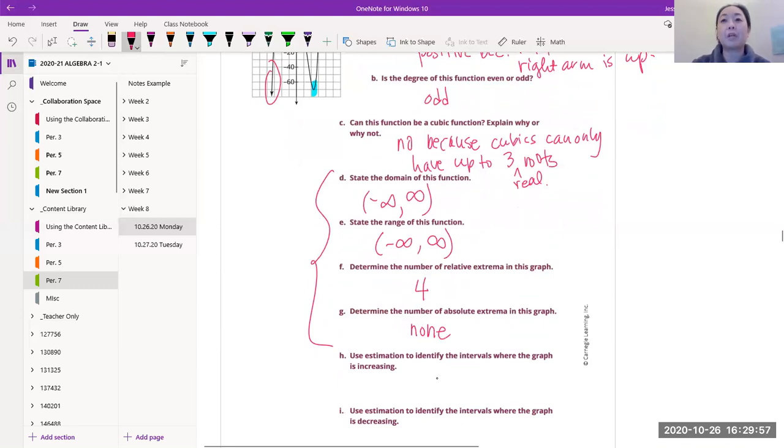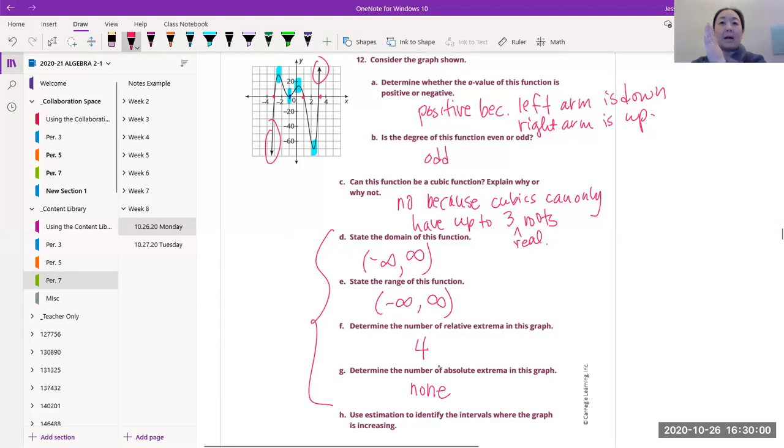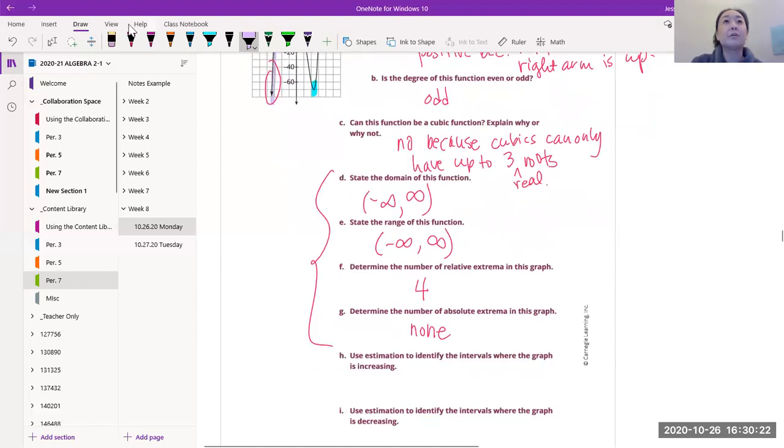And then use estimation to identify the intervals where the graph is increasing. Remember, we're going from left to right. So increasing is going to be, I'm going to use purple for increasing. With increasing, we're talking about our intervals of x, right? Not the y. So we don't care how high it goes. We just want to know where it is increasing. So it's from negative infinity all the way up until, let's say, negative 2.5. So from negative infinity to negative 2.5. And remember, at that highest point, it's actually not increasing or decreasing, so that's why it is not included.